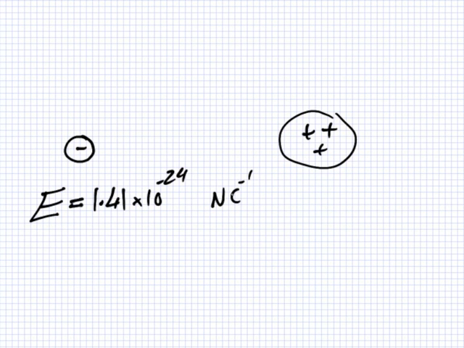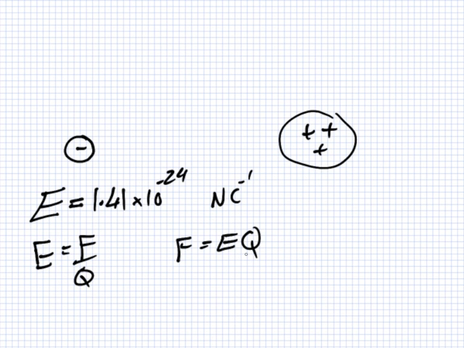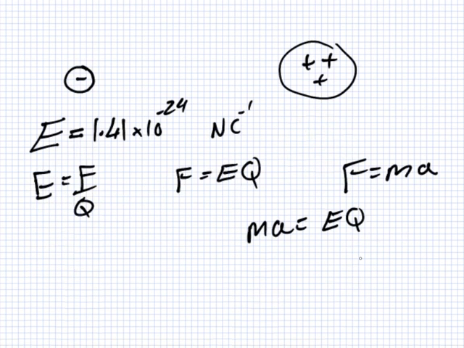Right, so we use our formula. E equals F over Q. So then F equals EQ. Do I want the F though? So what law do I need to use next? If I use F equals MA, I can make MA equals EQ. So now I can get the A is equal to EQ over M.